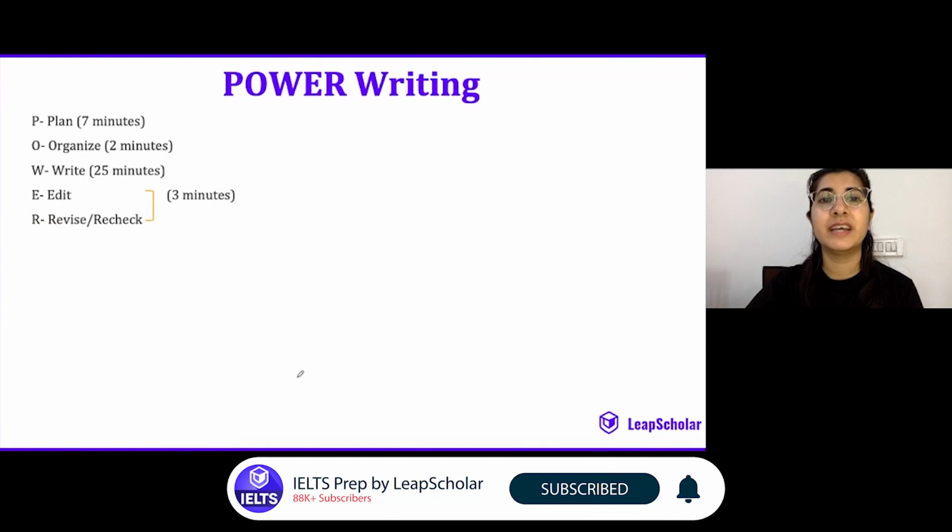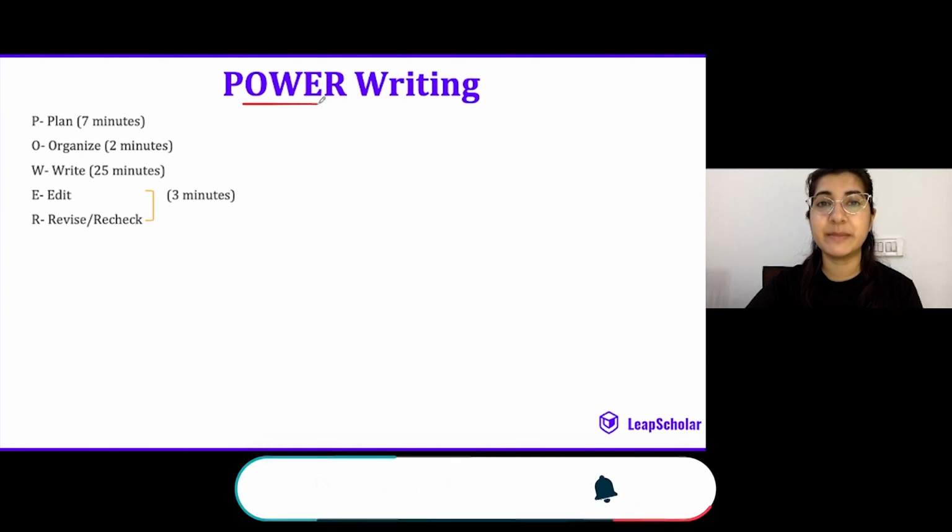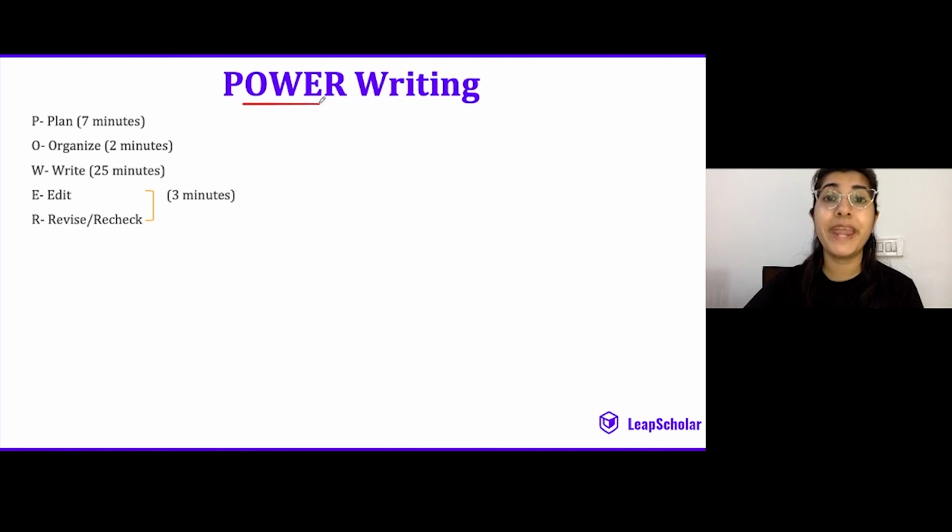Moving forward, we are going to be following the power writing process. This is the best way to plan and have a structure for your essay before you start writing. So this is the best process that you can follow for any IELTS writing task. What does it mean? Let's quickly look at it. It simply stands for P for planning. That means your essay should be well planned. Spend at least 7 to 10 minutes in planning the structure of your essay.